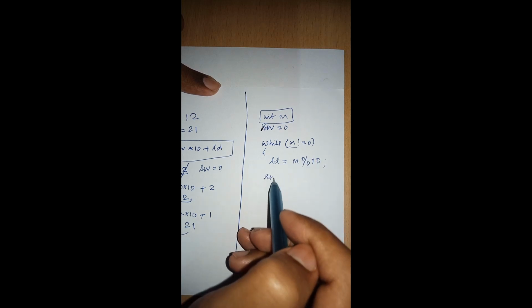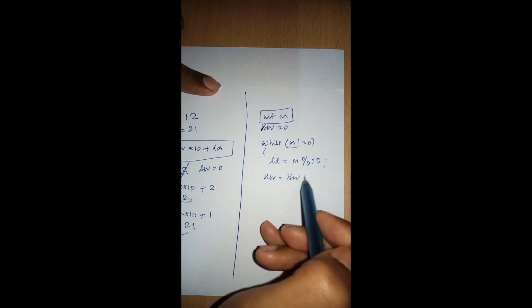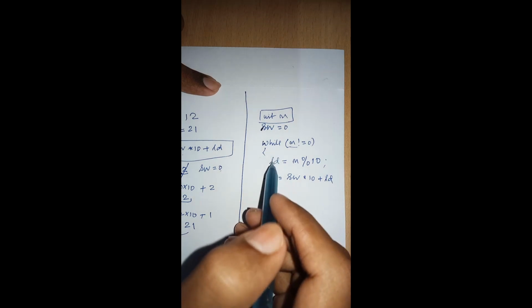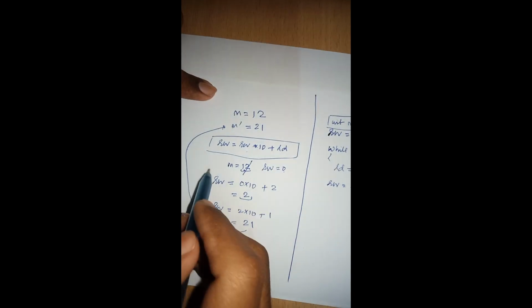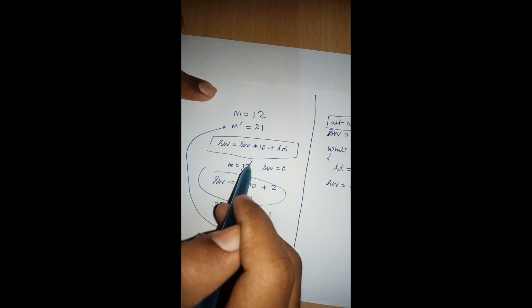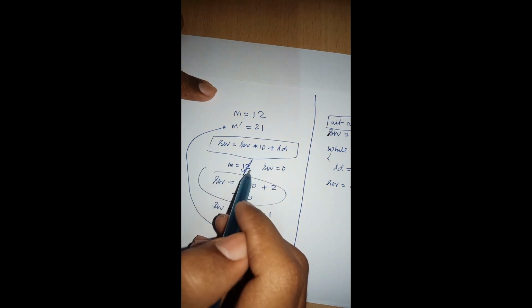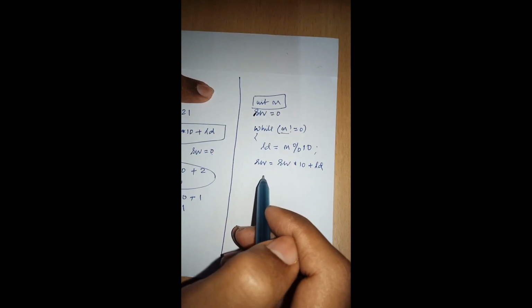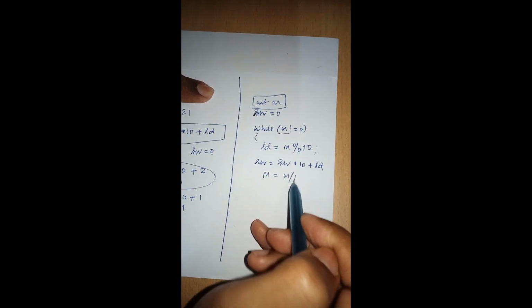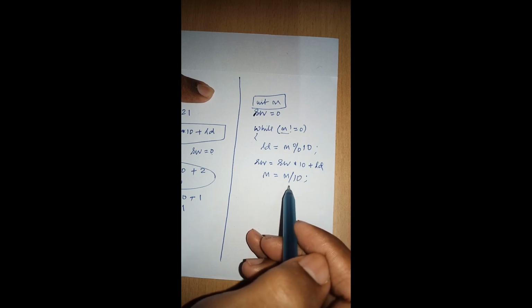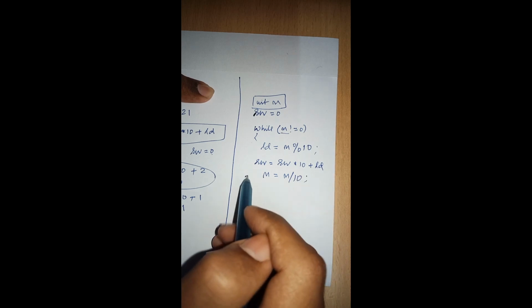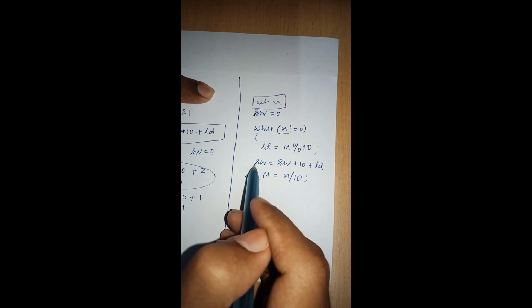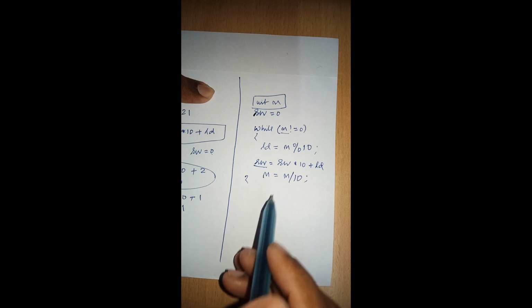and then use this formula: reverse into 10 plus last digit, and then strike out the last digit that we have used. After using the formula once, we strike out the last digit, and this process keeps on going. We can strike out the last digit by using n divided by 10. It will strike out the last digit of any given number. So this loop will keep on running and will get our result in the reverse variable.